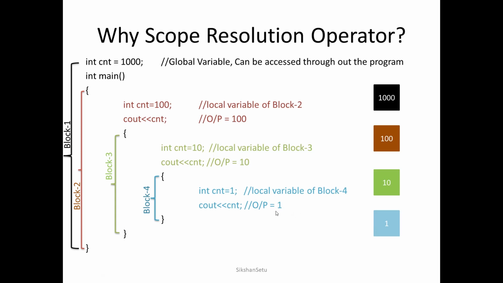But suppose I want to access the global variable CNT. Suppose I want to access this global variable CNT in block 4. Do we have any mechanism? No, we cannot. If I write CNT, it will by default be considered the local variable CNT of block 4. Suppose I write CNT here, by default it considers the local variable.